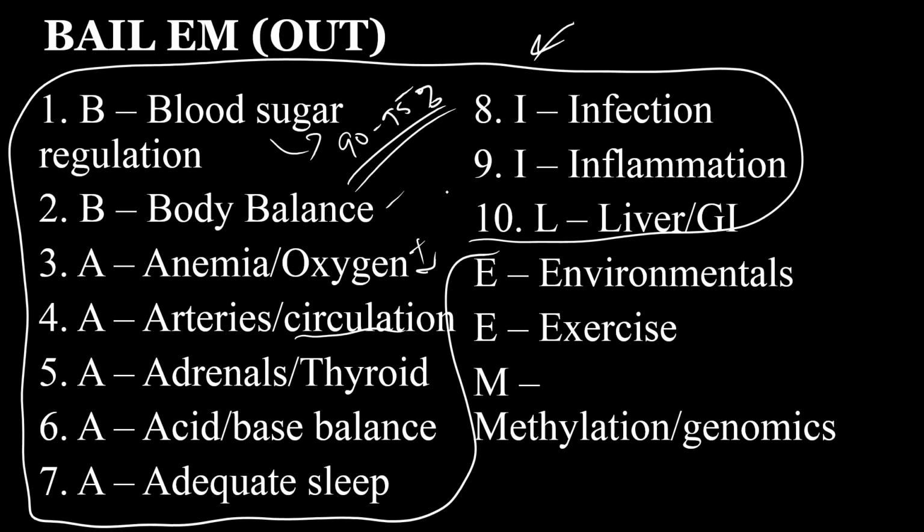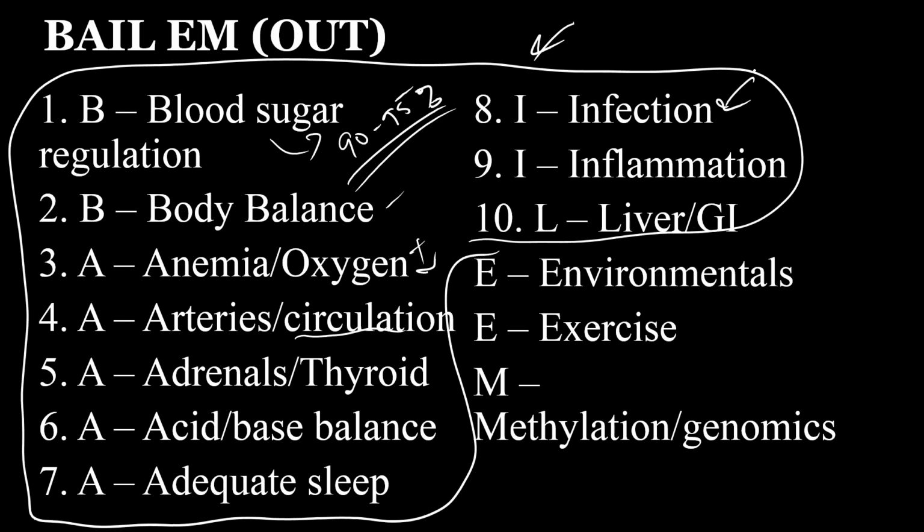So I want to separate it because circulation in itself can be a big problem, and we look at that as well. Adrenal, thyroid, we're going to talk a little bit about that later. Acid-base balance, we'll do that. Adequate sleep. Infection, this is another big driver.